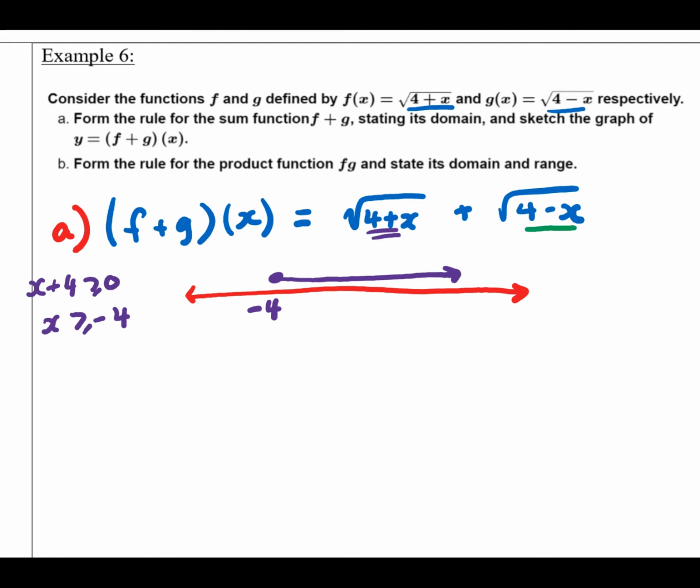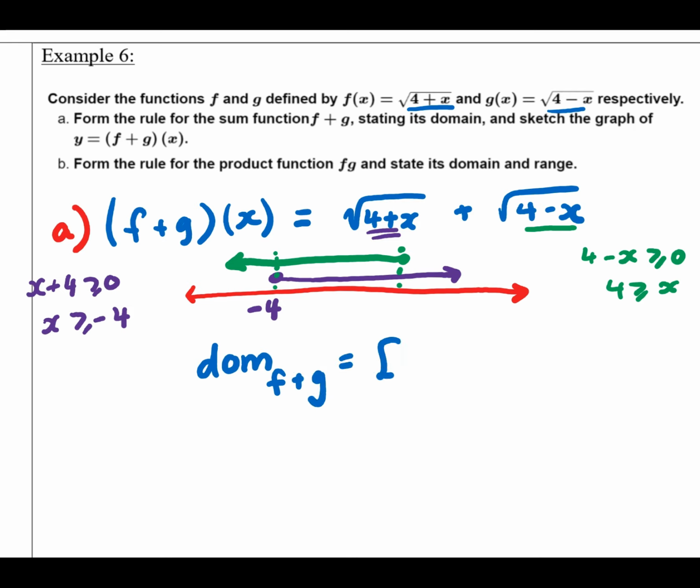4 minus x, on the other hand, is going to be the opposite. 4 minus x has got to be bigger than or equal to 0. 4 is therefore the biggest value that x can take. So that's going to be this way. And so we can see our shared domain, and we could say that the domain of f plus g is equal to -4 to 4.